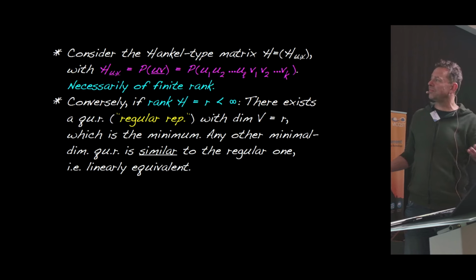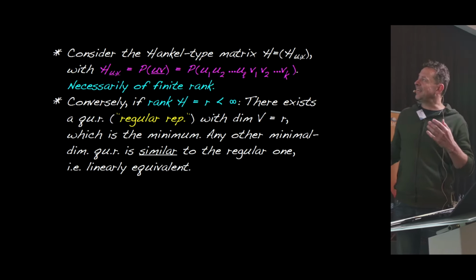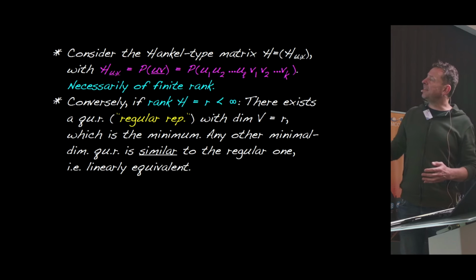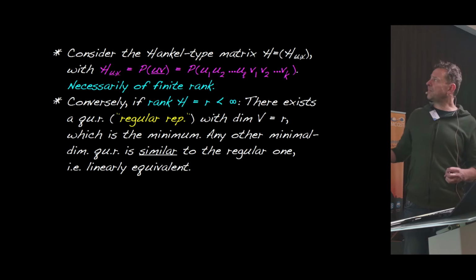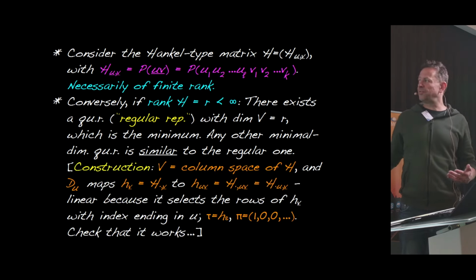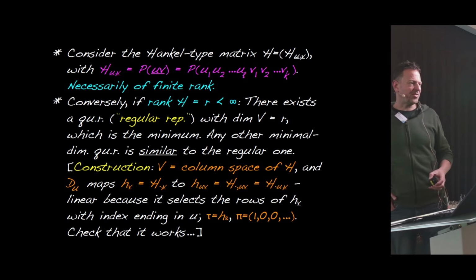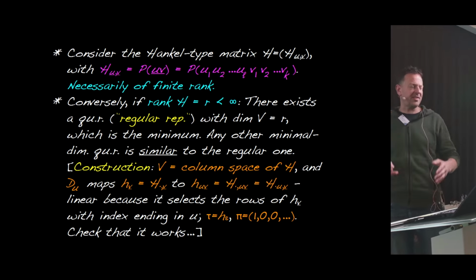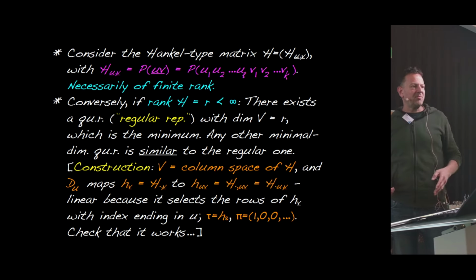Well, again, we know from work in the 60s in stochastic processes, yes, it is. If the rank is finite, then there exists a so-called quasi-realization with dimension equal to the rank of this Hankel matrix. And this is the minimum possible by the previous argument. So there's a big theorem in this kind of Hankel matrix theory: any other minimal dimensional quasi-realization is similar to this regular one up to linear equivalences. And the construction is kind of trivial once you're not afraid of the infinite dimension. I mean, obviously H is an infinite matrix. It has columns of infinite length, but because it has finite rank, those columns only span a finite dimensional subspace.